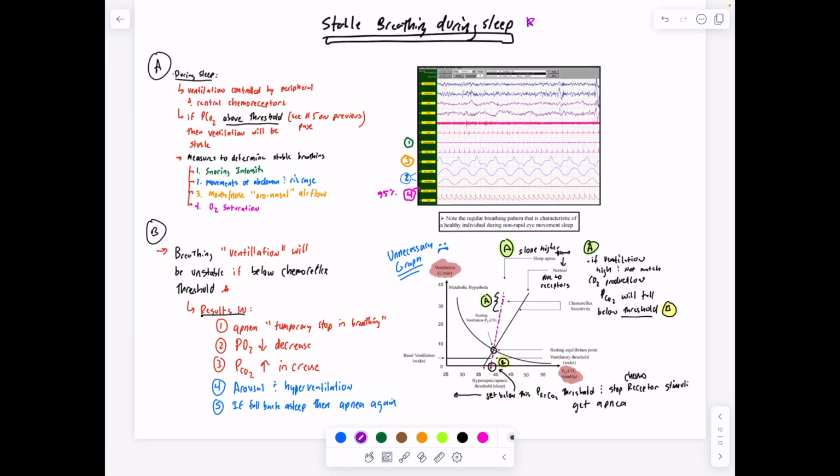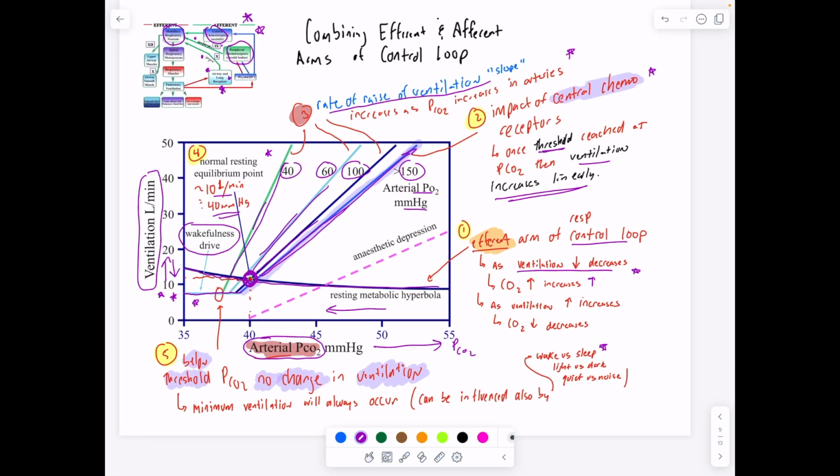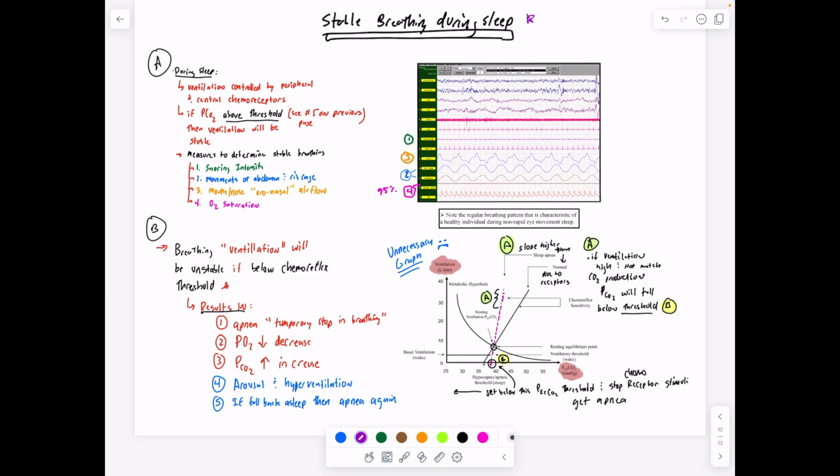That's what this next topic is, which is that during sleep, you don't have this wakefulness drive maintaining a minimum ventilation. During sleep, stable breathing is controlled entirely by our peripheral and central chemoreceptors. We know our peripheral chemoreceptors are O2 and CO2 dependent, but our central chemoreceptors are just CO2 dependent. So really what we're focused on is the partial pressure of carbon dioxide beyond some threshold that's going to cause us to ventilate.